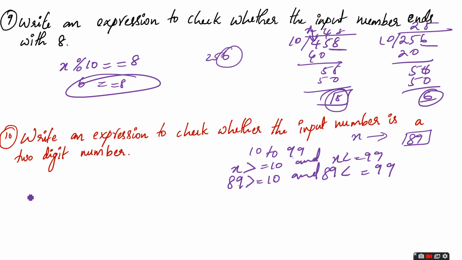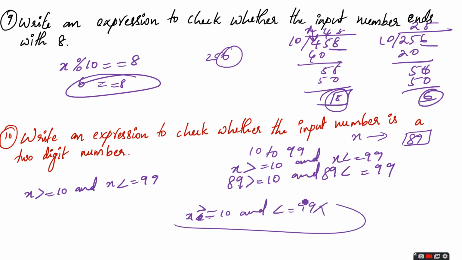So this is the expression: x should be greater than or equal to 10 and x should be less than or equal to 99. We have a tendency to write like this: x should be greater than or equal to 10 and less than or equal to 99. This is wrong. On both sides we have to use the variable.